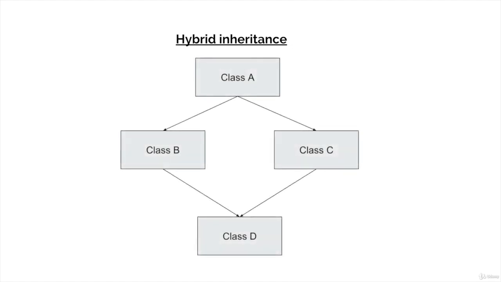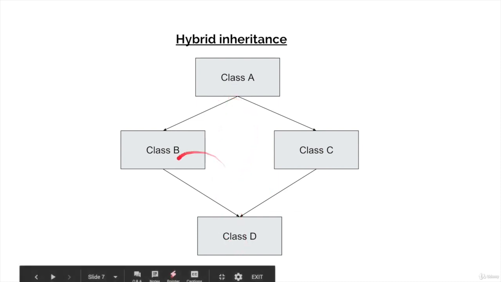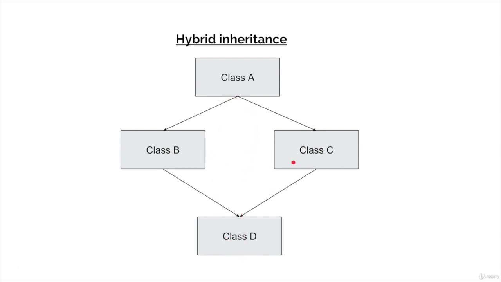Next type is hybrid inheritance. Hybrid inheritance looks something like this. B and C both extend A, and class D extends B and C. So it's a combination of multiple and hierarchical inheritance. This is known as hybrid inheritance.